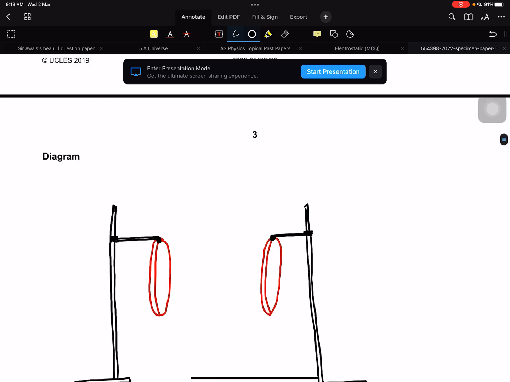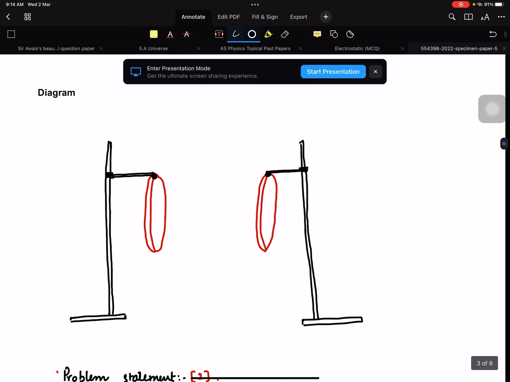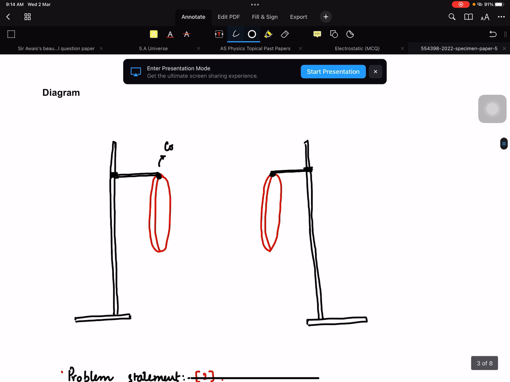I believe the first coil was P, the other coil was Q. So I'm going to write coil P, coil Q. I'm going to label them. Labeling is very important. Stand with clamp, stand with clamp.